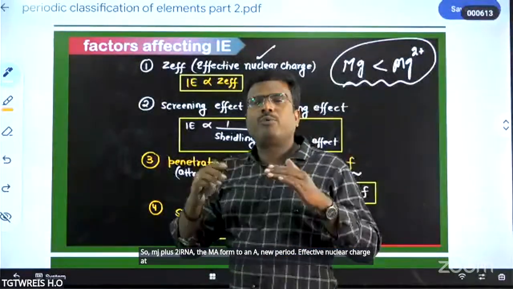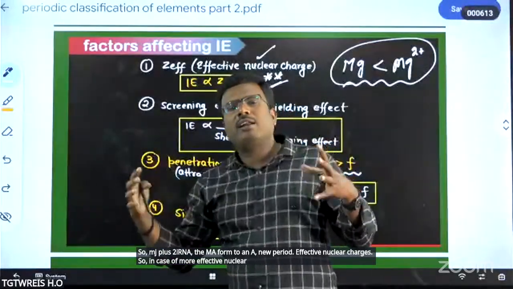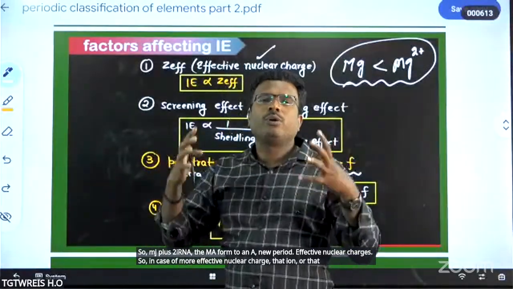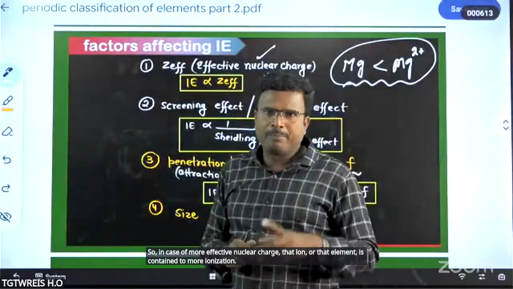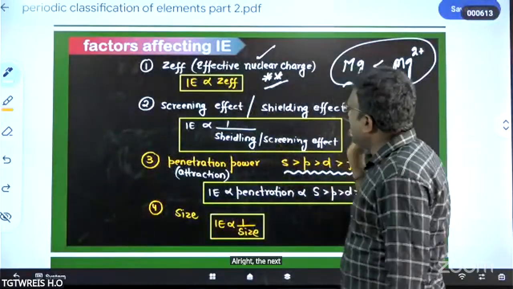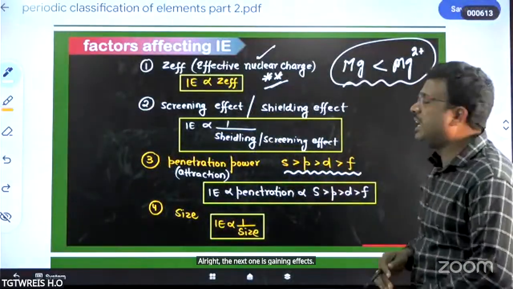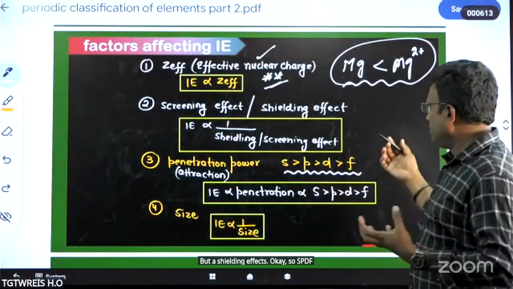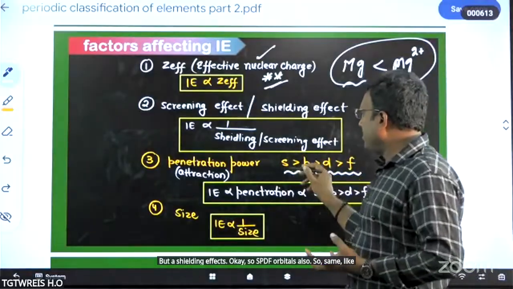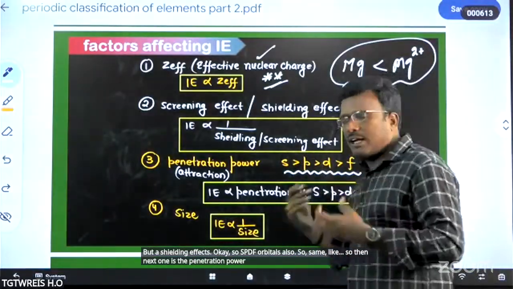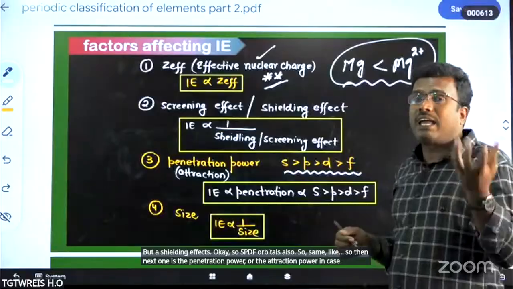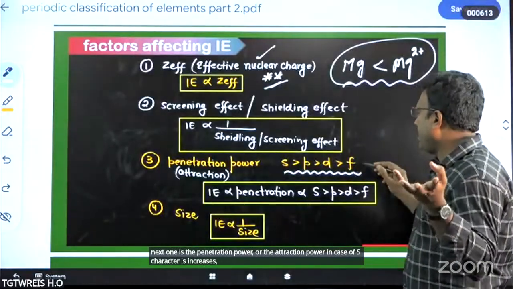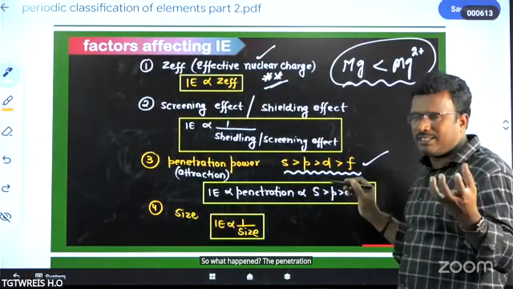So in case of more effective nuclear charge, that ion or that element has more ionization potential, right? The next one is screening effect or shielding effect. So SPDF orbitals also, same like that. Then the next one is the penetration power or the attraction power. In case of S character increases, what happens? The penetration power will increase.